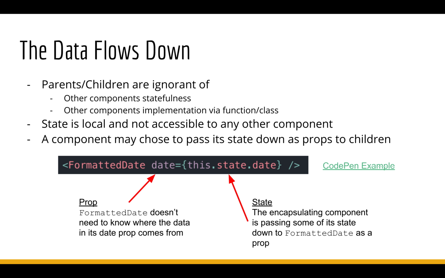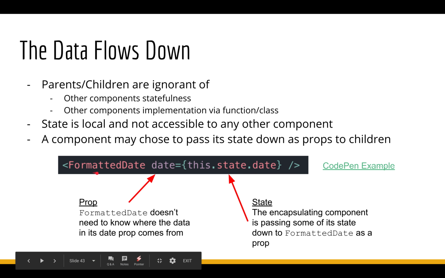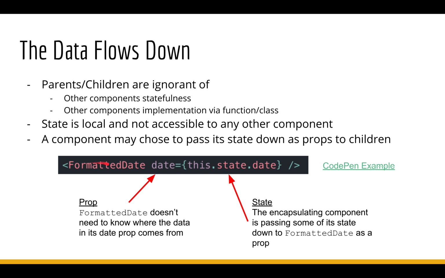And of course, we said before, state is local and it is not accessible to any other component. But sometimes a component might want to pass down some of its state to another component so that the other component can use a piece of the parent component's state to display something. So here, for example, we have this formatted date. I might have a component above this that wants to display a date formatted by formatted date. And so the way I can do that is passing formatted date a prop that includes my state.